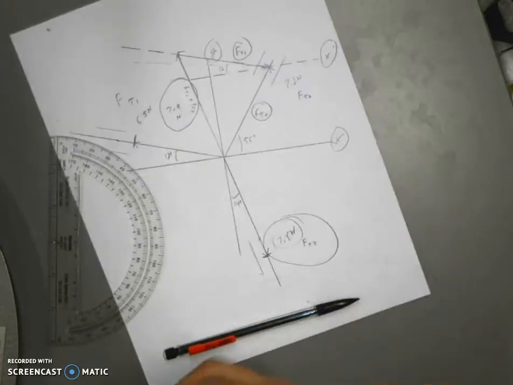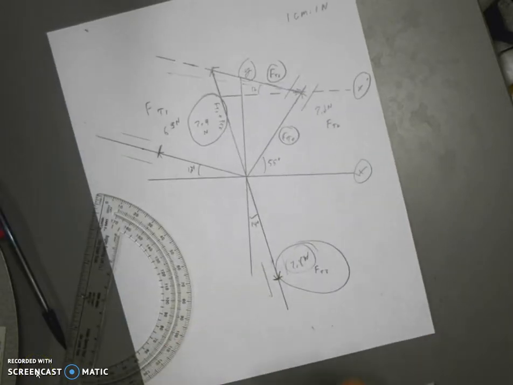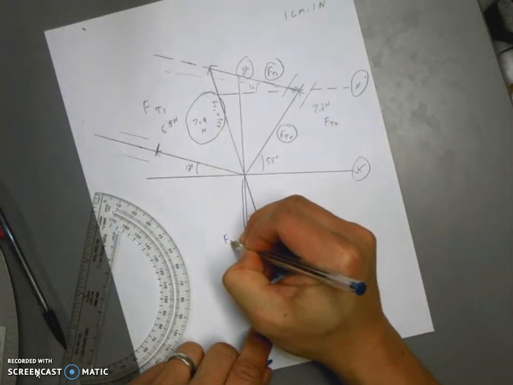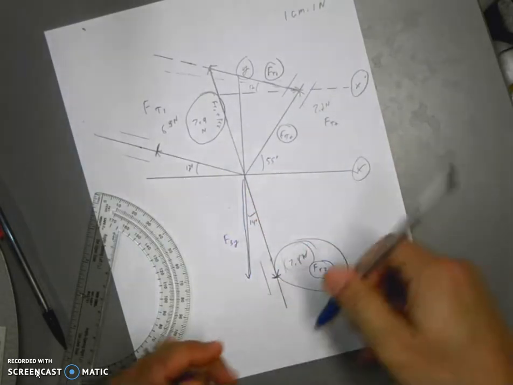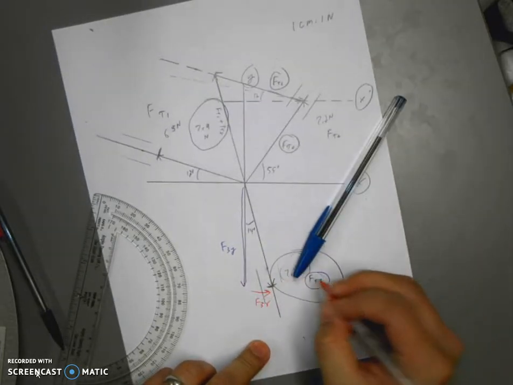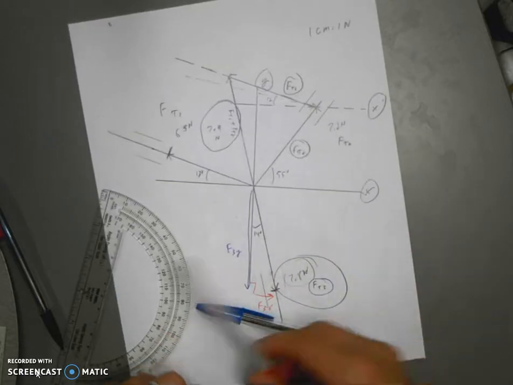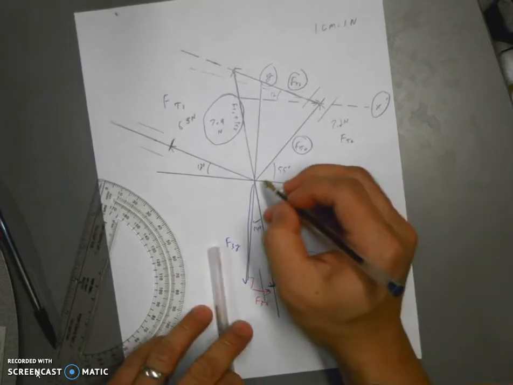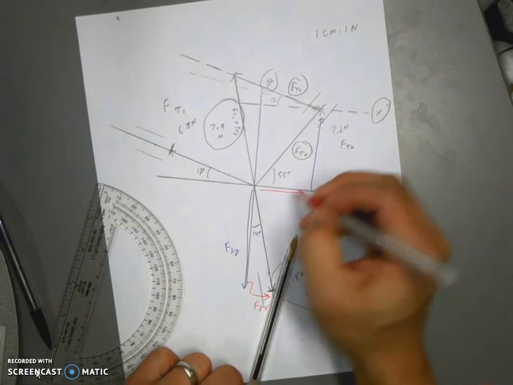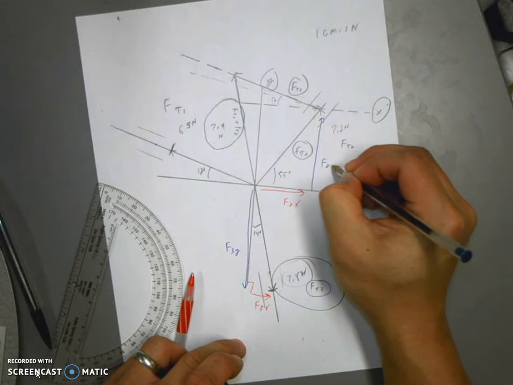So for each vector, at this point, these lines are more symbolic than anything. This FT3 is actually a y component, F3y, and an x component, F3x. Now I don't care if these lines are exactly perpendicular or perfect, but I'm just going to show what they are. Just like this, FT2 is a y component and an x component. Call this F2x and F2y.